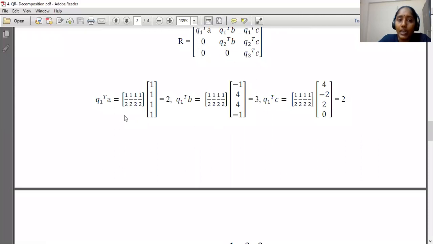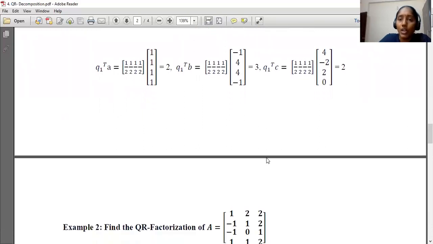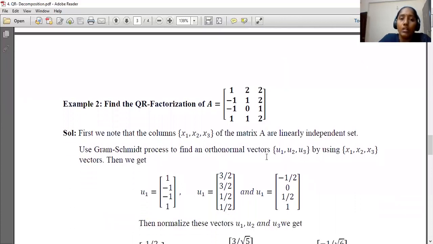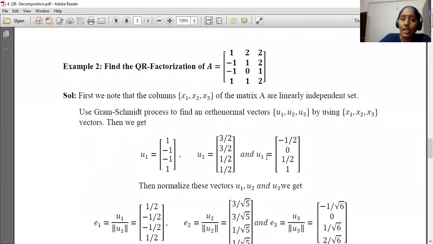Here two more steps are there. After finding these three elements, similarly find Q2 transpose B, Q2 transpose C, and Q3 transpose C, and substitute all those elements in R and then express A as Q into R. That is your QR decomposition of matrix A. Now we go through an example.